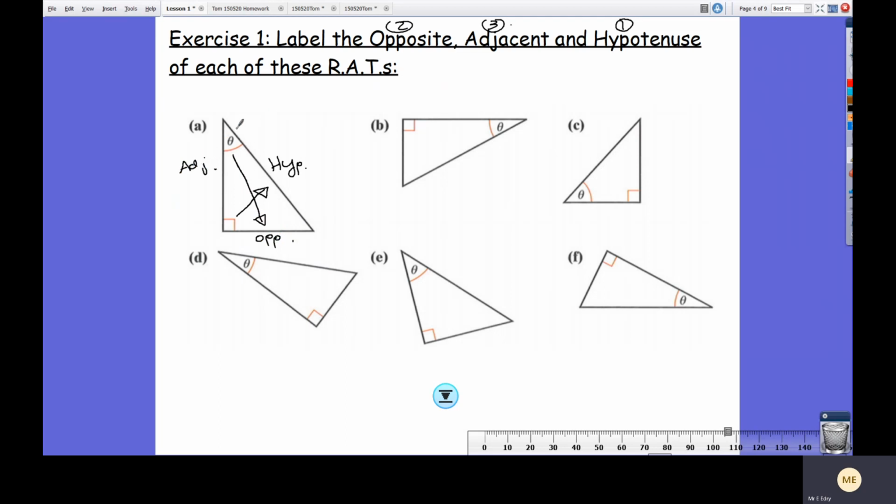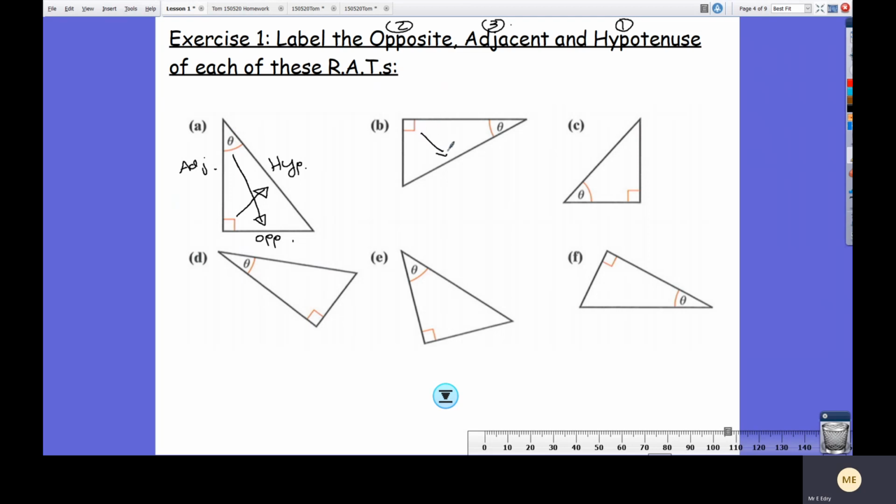Now, you may be wondering, what if I were given the angle down here? What if I were given an alpha or something down there? Well, that would be fine. You would have a different opposite and adjacent. In fact, they'd be the exact opposites. But I'm not worried about that because the angle I've been given is theta up here. So don't worry too much about that.